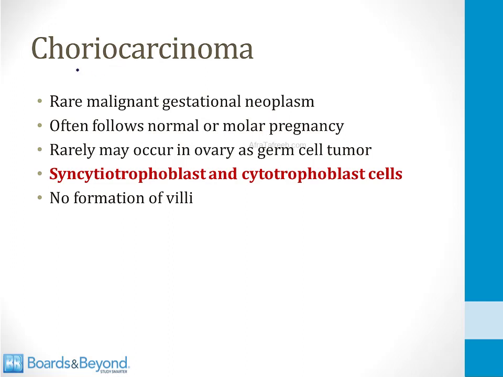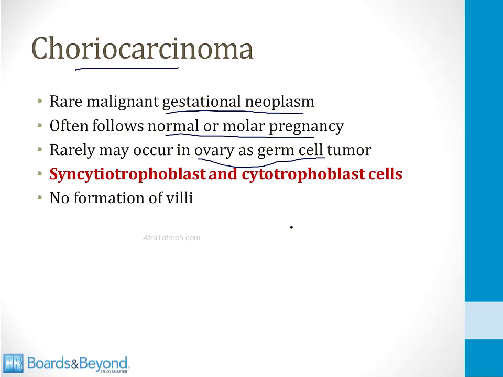The last ovarian tumor is a choriocarcinoma. Now, choriocarcinomas often occur in the uterus. They're a rare malignant gestational neoplasm, and I talk about these in the video on gestational tumors. In that situation in the uterus, they often occur following a normal or molar pregnancy. They can, however, also occur in the ovary as a germ cell tumor. They can also occur in the testes as well. When they do, they share many similarities with the uterine tumors.